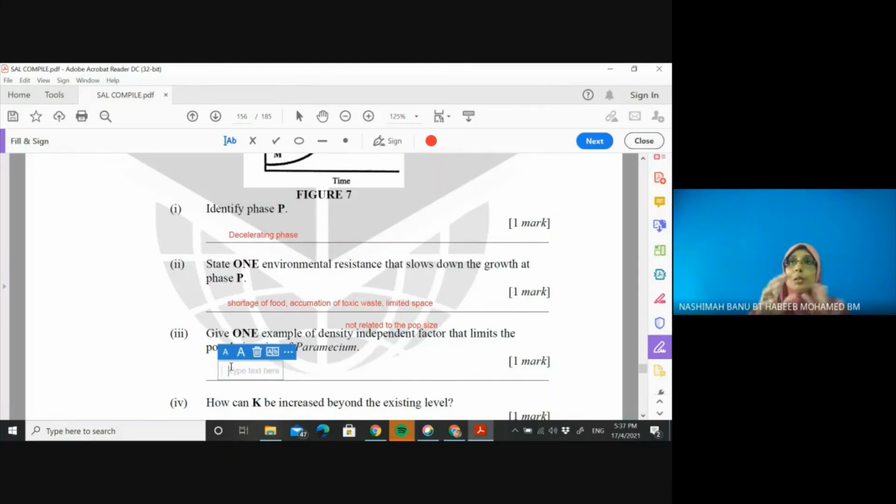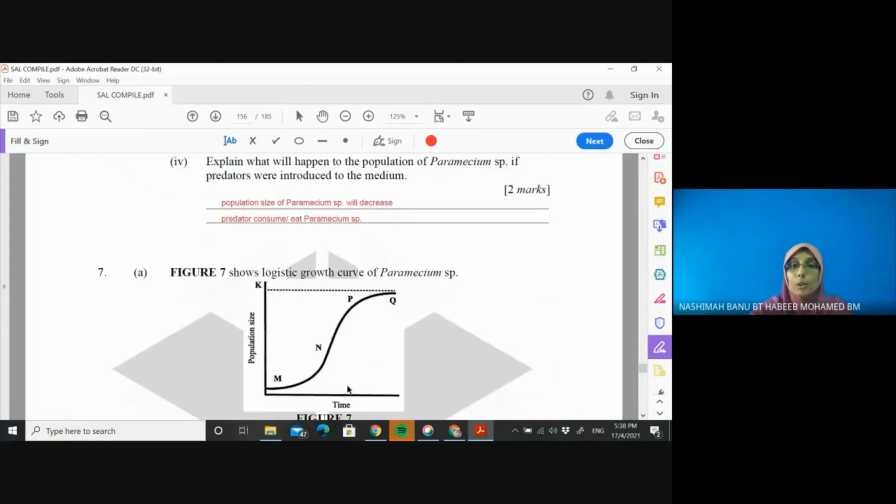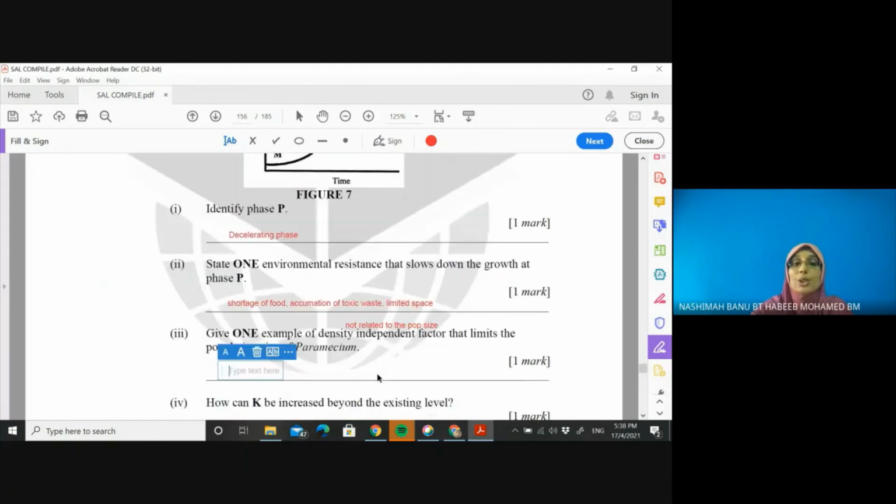So selalunya yang ni, apa yang not related to the population size? Dalam pembelajaran ekologi, kita belajar tsunami, earthquake, the forest fire. Boleh tak saya letak yang tu? Paramecium nak kena tsunami ke? Paramecium terbakar ke? Kita tahu paramecium normally they will stay in the petri dish, ataupun mungkin dalam aquatic.